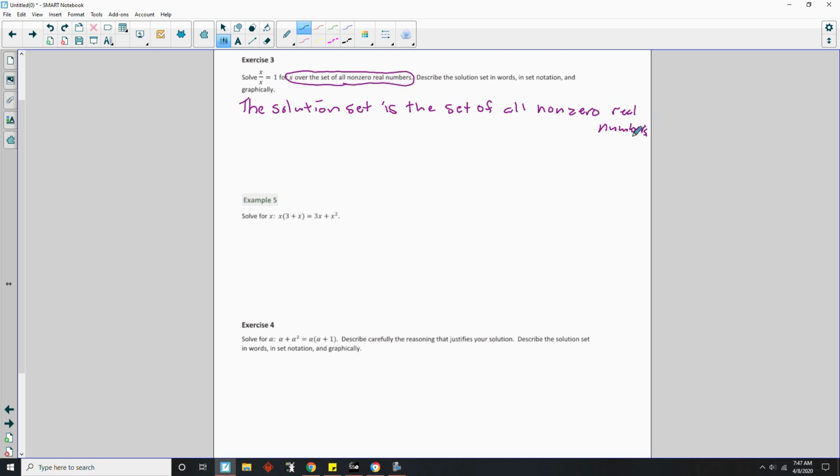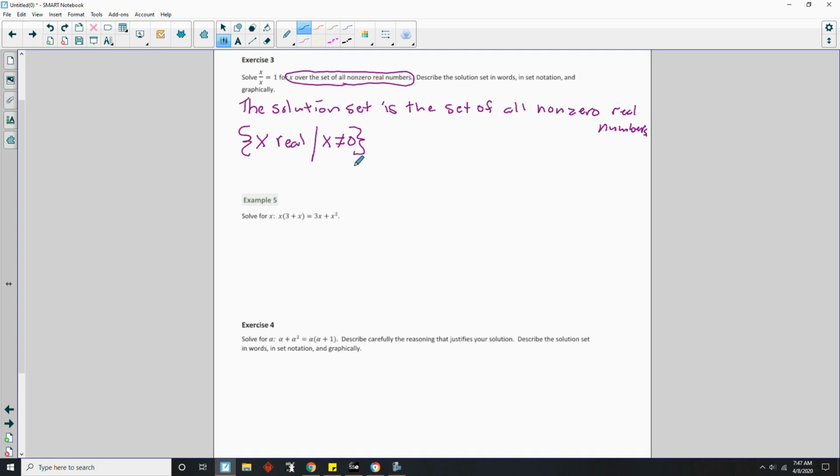Okay. And then it says set notation. We'd say the set of all x that are real such that x does not equal 0. That's the easiest way to do that. List what you can't have, everything else is true.